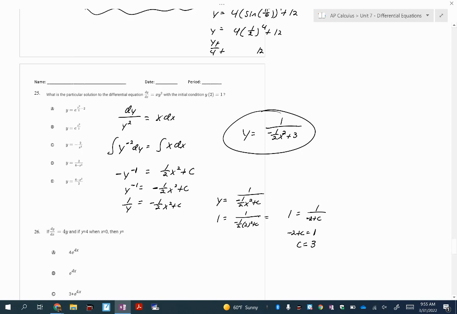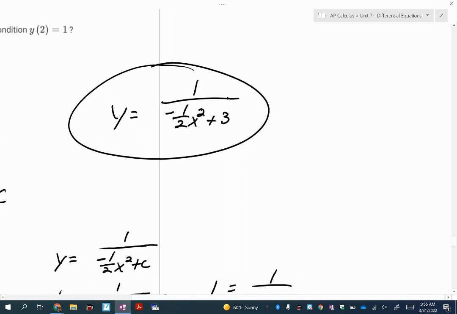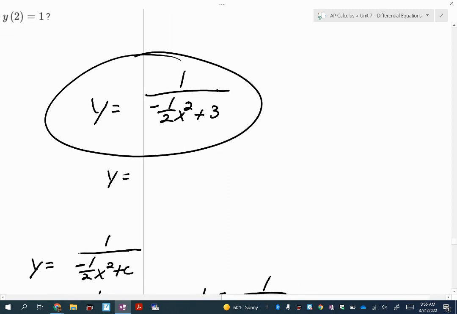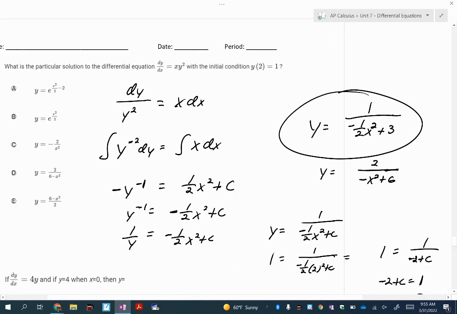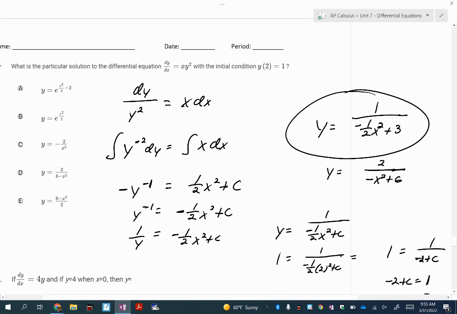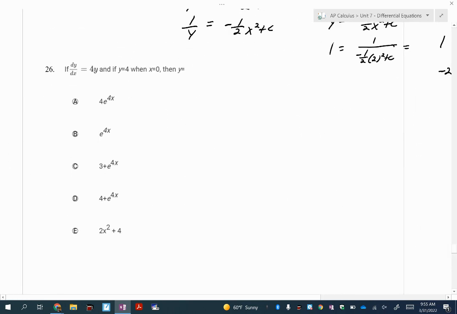But when you look at your answer choices, it's not there. What I've noticed that the AP exam does is that because I have that fraction there, that negative 1/2, they're going to multiply everything by 2 to get 2 over negative x squared plus 6. So this is still the same thing. When I look at my answer choices, I've got this in answer choice D, because if you notice, the denominator can be rewritten as 6 minus x squared. So that's why 25 is D. Okay, 26 I actually did earlier in number 22, so you don't need to do this again.